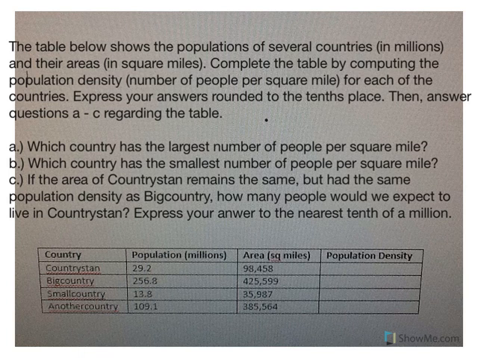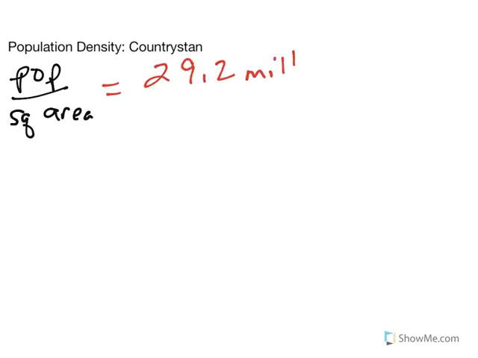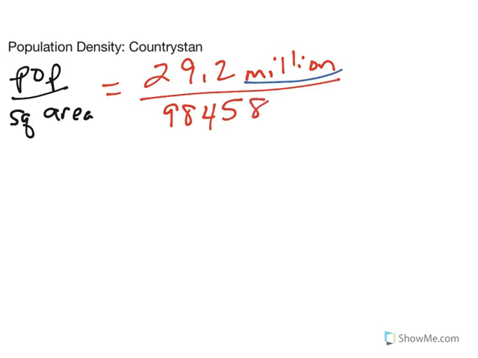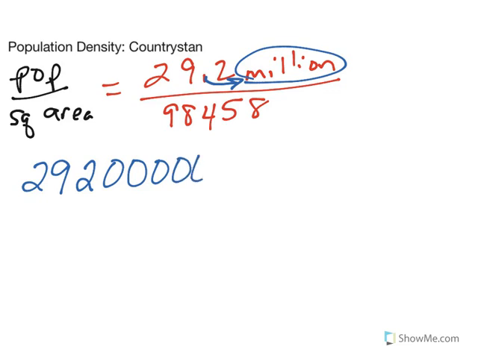Okay, so first we have to find the population density of each one of these. So we're going to start with Countrystan. The population density means we have to put the population on the top and the square area on the bottom. So the population of Countrystan is 29.2 million, and the square area is 98,458. Remember that million means 6. So if I move this decimal 6 places to the right, I will have this number. So 29, move it 6 places, 1, 2, 3, 4, 5, 6, and divide it by 98,458.